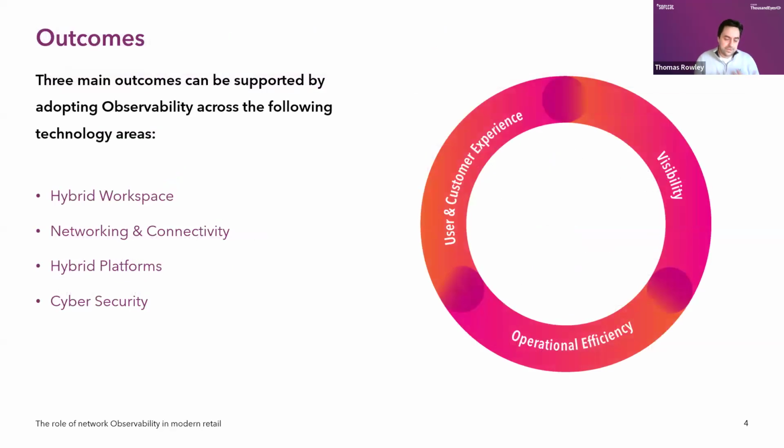At Softcat, in the world of observability, we start by talking through outcomes. I believe an outcome-driven approach is the best approach we can take with this type of technology. There are three main outcomes that can be targeted by this technology. That is visibility, operational efficiency, or user and customer experience. How we achieve these outcomes can be slightly different depending on the technology area that we're talking about on the left-hand side of the screen. Whether this is hybrid workspace, networking and connectivity, hybrid platforms, or cybersecurity. And we'll explore this a little bit further later in this call.